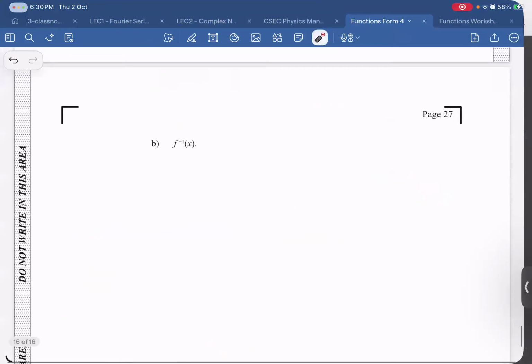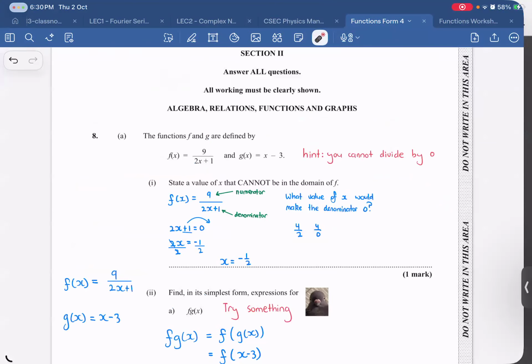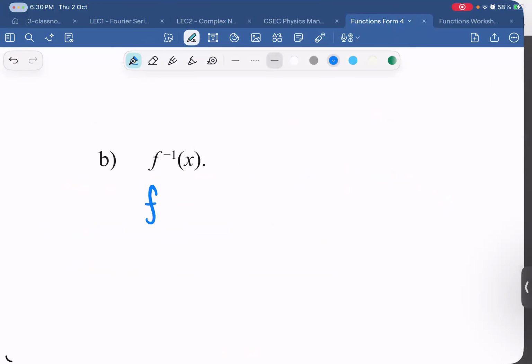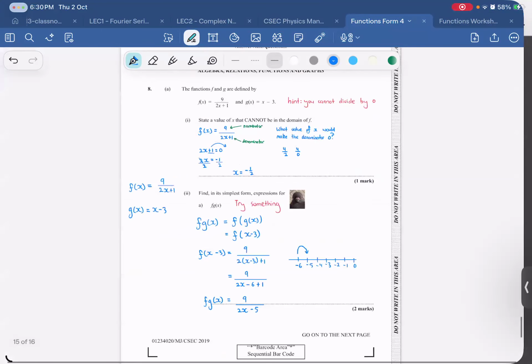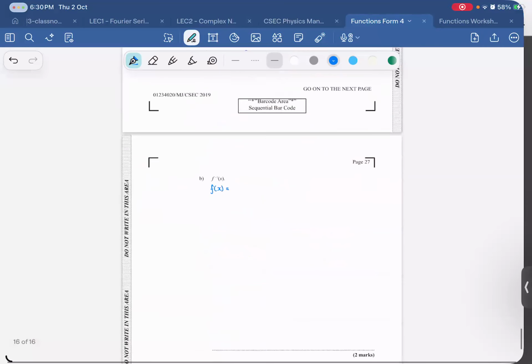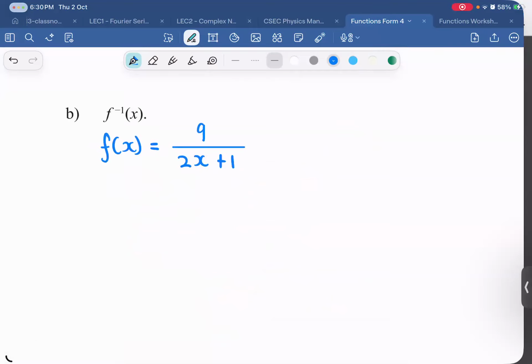The other question for homework was to find f inverse x. Now this is going to be a little tricky. So Perseus, I'd like you to stay unmuted and we'll work this question out together. So f of x is equal, first of all, we have to write back what the original function was. So 9 all over 2x plus 1. If you want to find the inverse of something, the first step is to let f of x be equal to y. For my students, you should understand that f of x means the same thing as y. So you'll see we could write y is equal to 9 all over 2x plus 1.